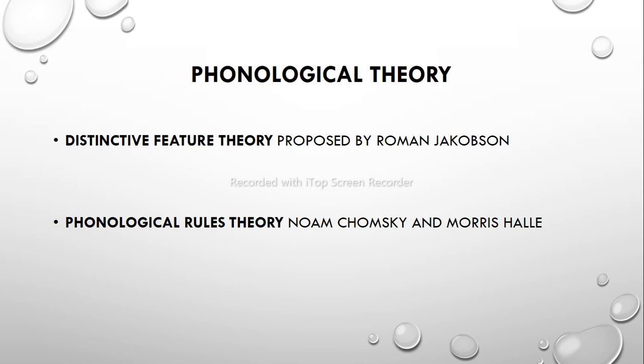For example, in English, the plural morpheme can be pronounced as s, z, or iz, depending on the phonological environment. The rules governing this alternation are part of the phonological rules theory. Phonological rules help explain how sounds change and interact within a language, providing a deeper understanding of its phonological system.